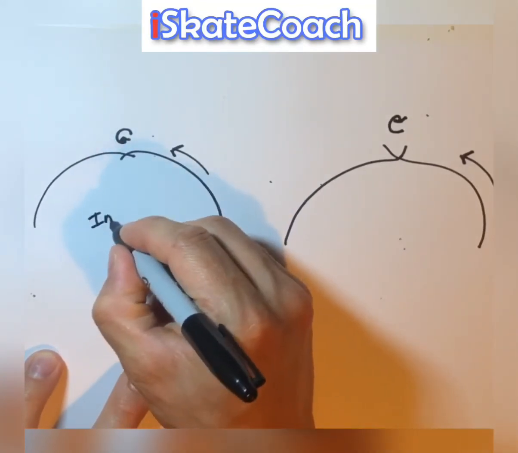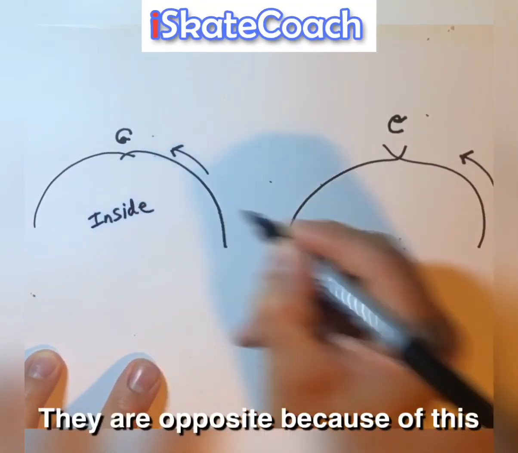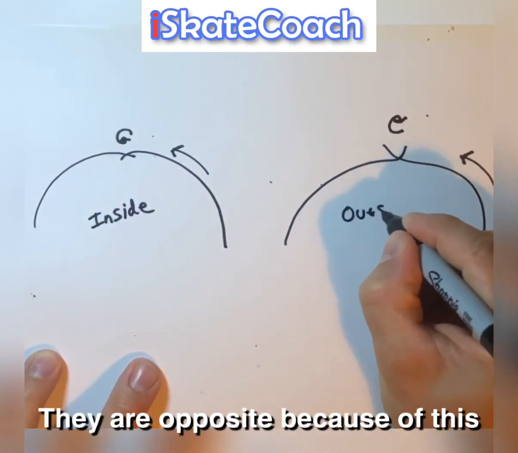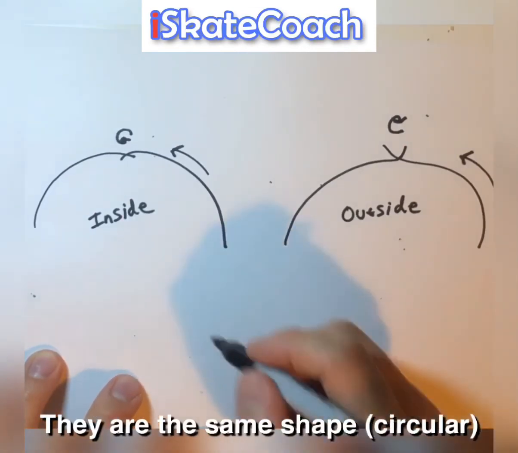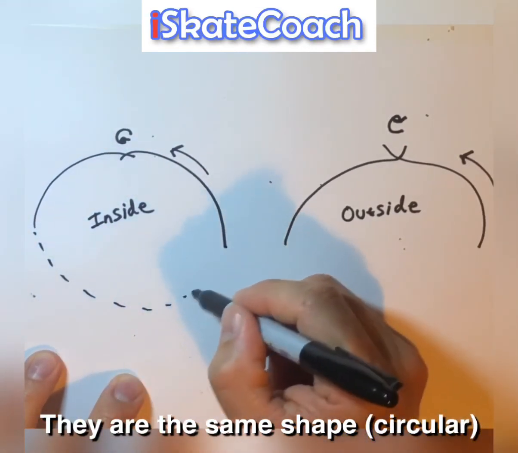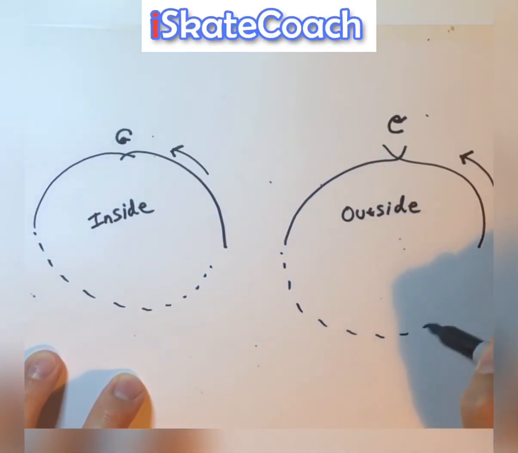Here we have the inside mohawk on the left. You can see that the change foot curves come into the circle, and the outside mohawk on the right, the change foot curves go just slightly outside of the circle, and showing that they are both the same circular shape.